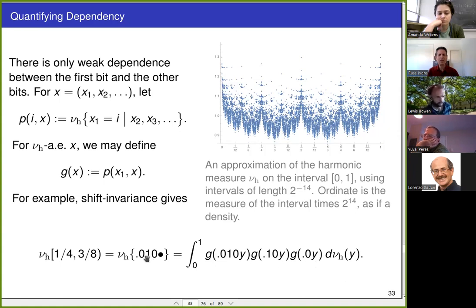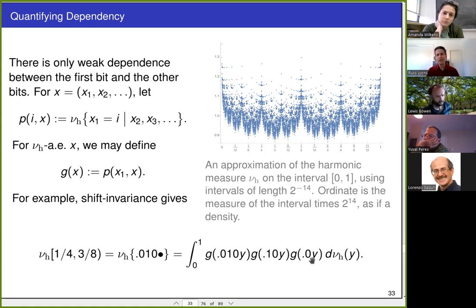Given that, what's the chance that there was a 1 before that? It was g of 0.10y. Given that, what's the chance that there was a 0 at the beginning? It's g of 0.010y. And so this measure is equal to the integral over the whole interval of this product of three g's, where we shift each time, and then you have harmonic measure at the end. You could do this any number of times.